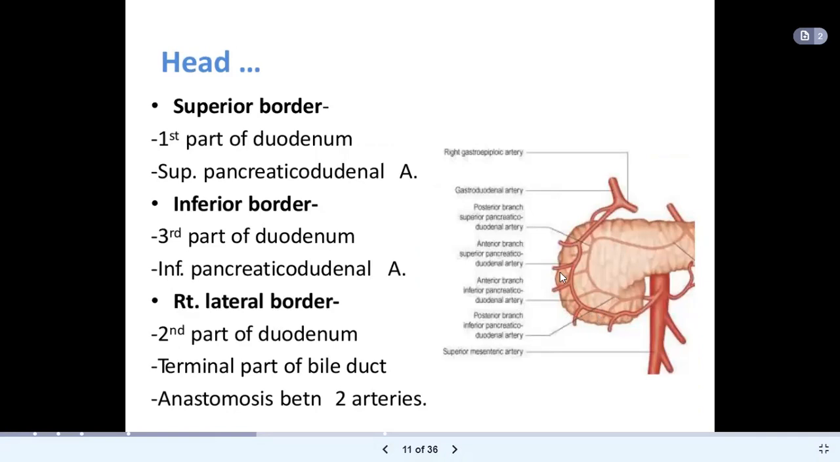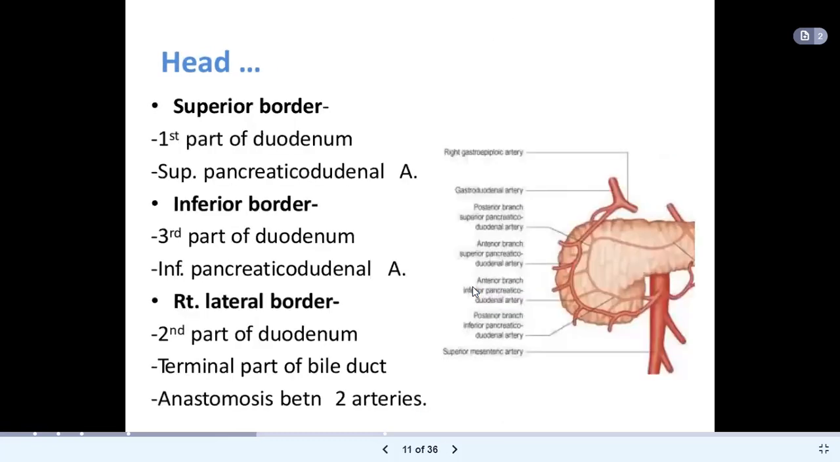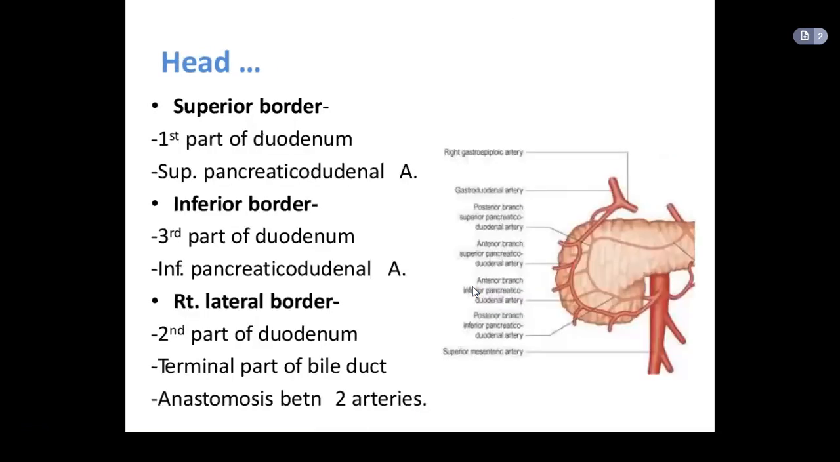Then we have the right lateral border. It is related to the second part of the duodenum and the terminal part of the bile duct, the common bile duct, and the anastomosis between the superior and inferior pancreatico-duodenal arteries. So that is about the superior border, inferior border and right lateral border relations.